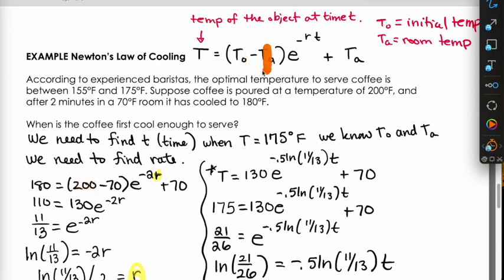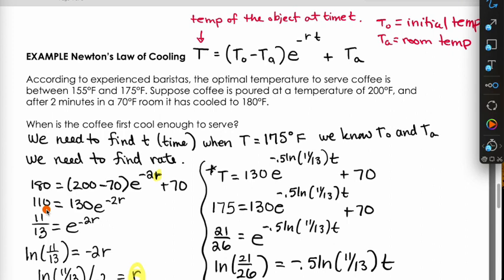This is the room temperature, so that's 70. The t is 2 minutes. That's how long it waits to cool off. So that's minus 2 times r. That's this here. The r is what we're going to be looking for. And then plus our room temperature, which is plus 70. So I've got to use algebra to solve for r here.